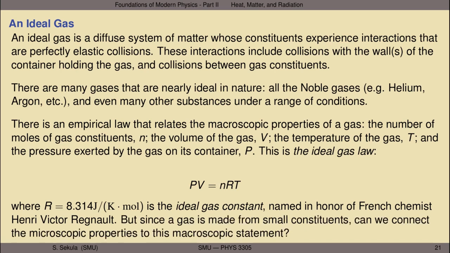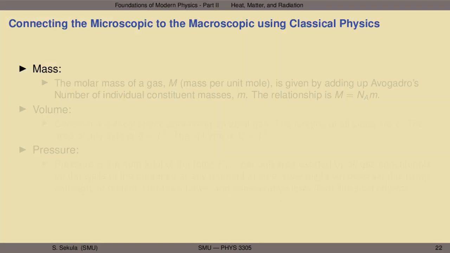But since a gas is made from small constituents, albeit a very large number of them, can we connect the microscopic properties of those constituents, their positions in space, the changes in those positions in space with time, can we connect those to this macroscopic statement about the aggregate behavior of the gas? To connect the microscopic to the macroscopic, let's begin by doing what physicists and chemists in the 1800s did and turn to classical physics. After all, Newton's laws of motion were the only things that they knew to be reliable as describing nature, so why wouldn't you turn to the thing that had been working for a couple of hundred years already? Let's begin with the concept of mass in this ideal gas.